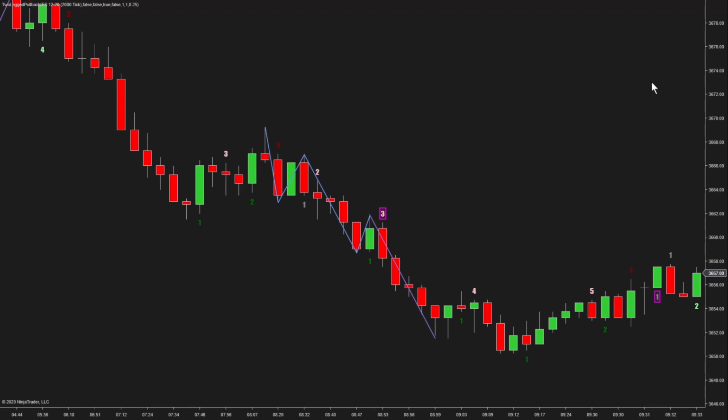That's how you use the two-legged pullback indicator to identify traps.